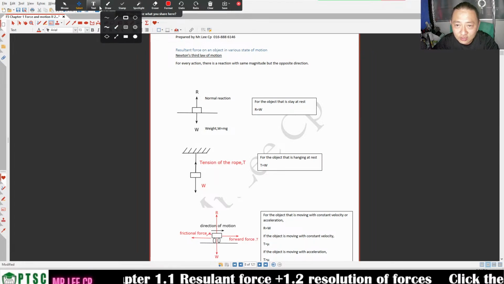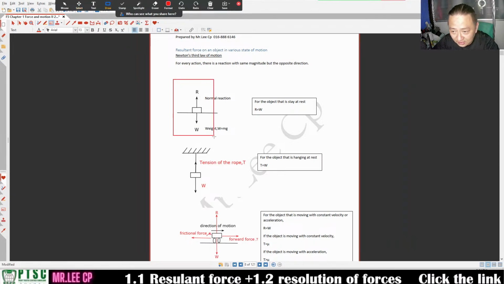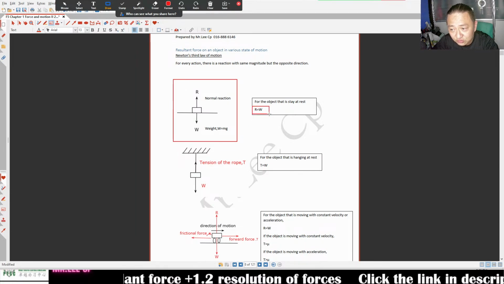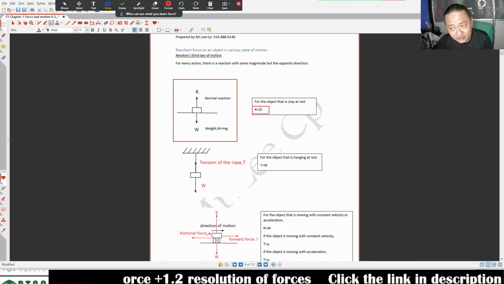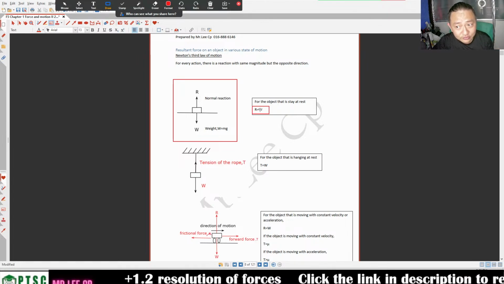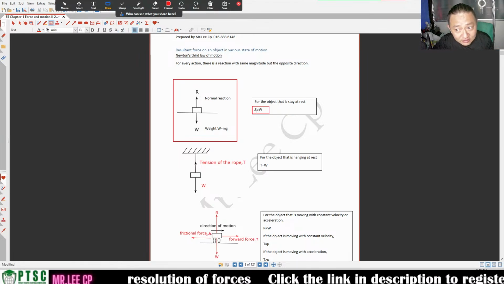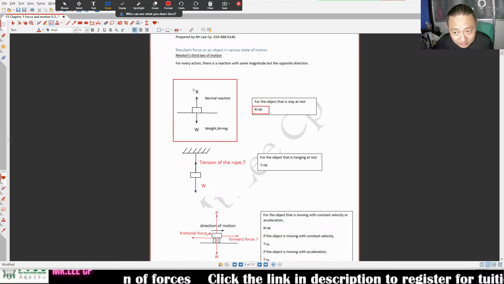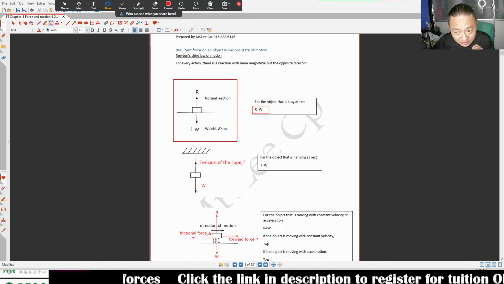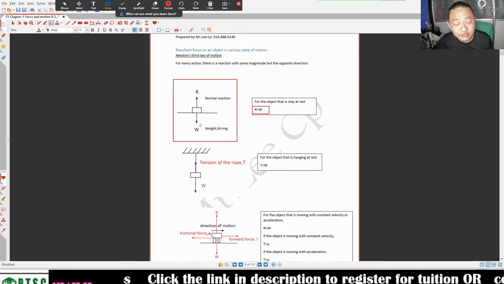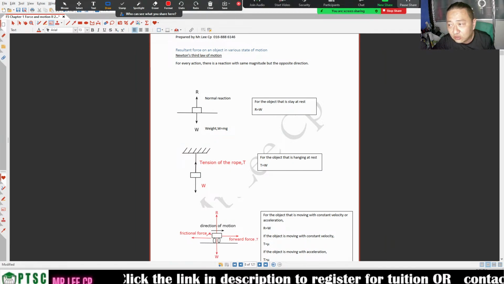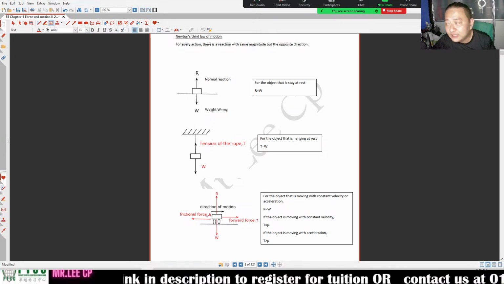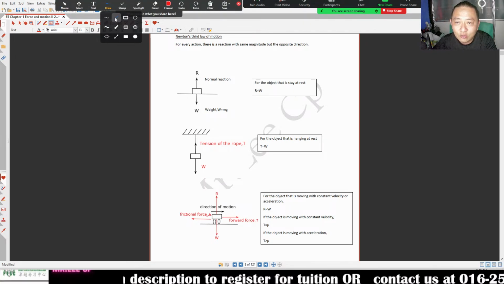So the thing you need to memorize is that when it is not moving, W is equal to R. Weight is W, and normal reaction is R. R, the normal reaction, is equal to W because it is not moving. That's all. Now we look at the second situation.